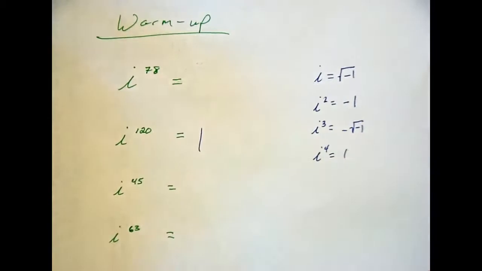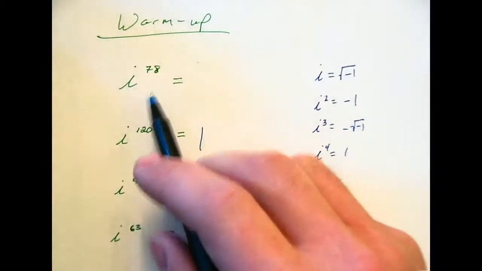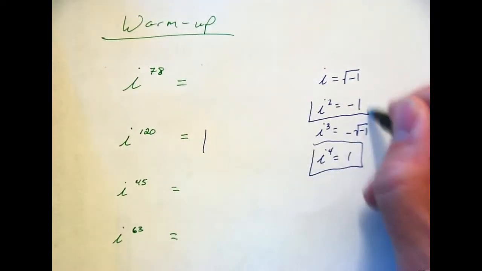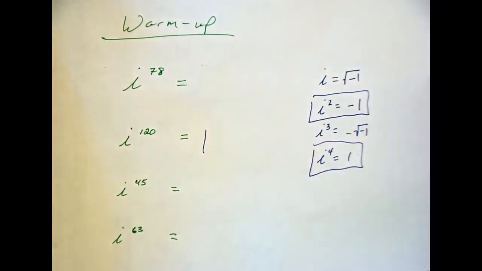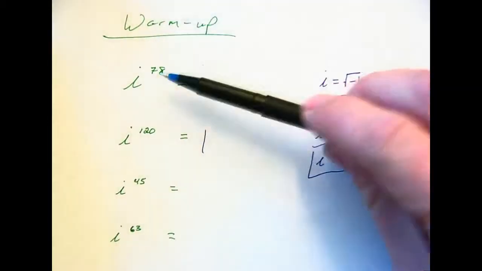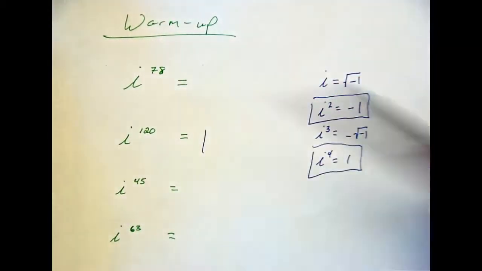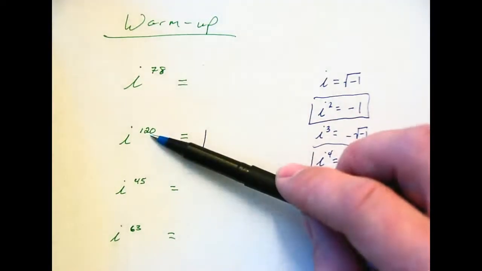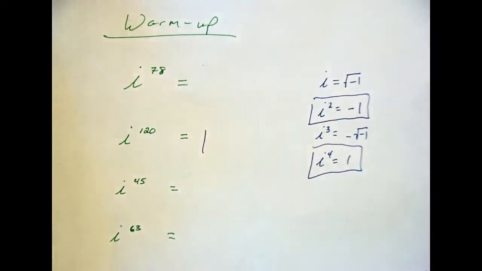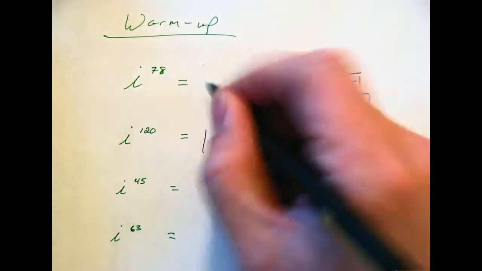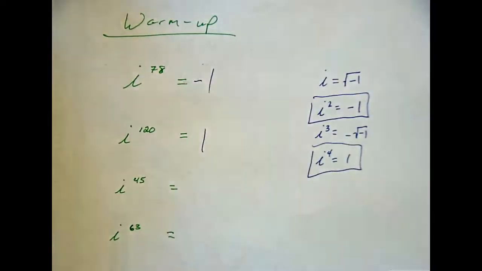45 and 63 are both odd, so neither one of those could be. Well, 78, though, if it's not a multiple of 4, however it is even, then the answer is negative 1. So when you're looking at these, if it's even, it's at least negative 1. If it's even and a multiple of 4, then it's going to be 1. So this one right here, since it's not divisible by 4, but it's still even, this is negative 1.